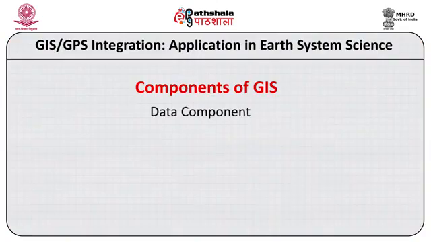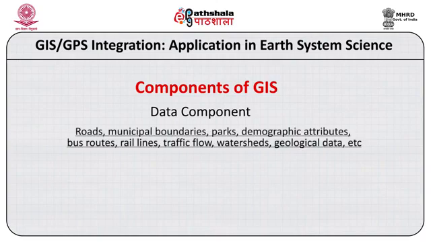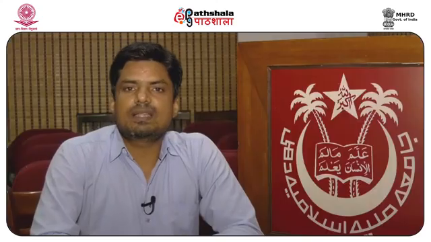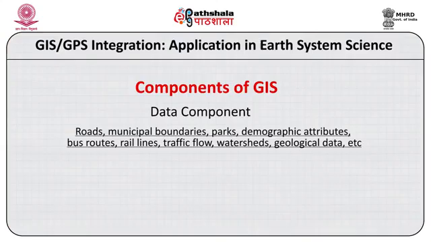Now the second important component of GIS is data component. As you know, data is the key component of GIS. Data can be collected or created in-house or can be purchased from a commercial data provider. Some examples of the data are, like we need the data for the municipal boundaries, we need the data for the watersheds, we need data for traffic flow, we need data for rail lines, etc. So these are the data which are very useful for the GIS.